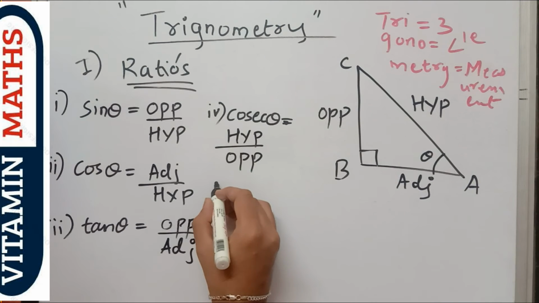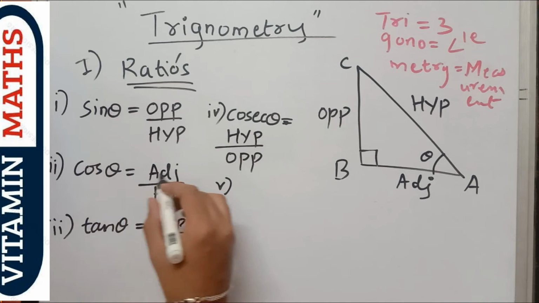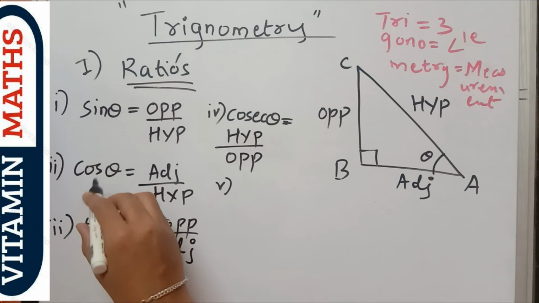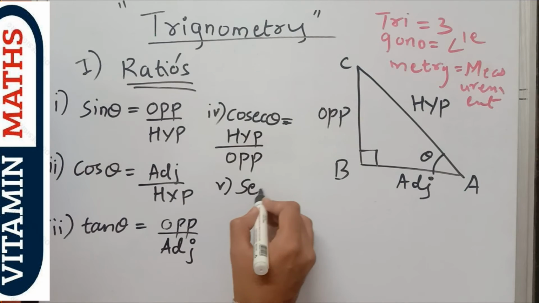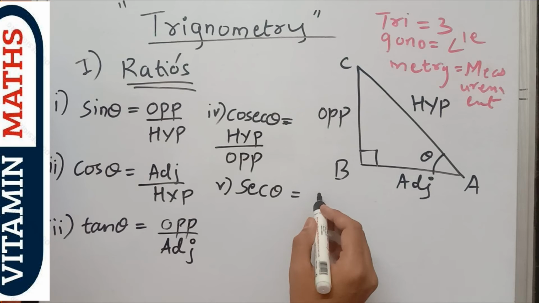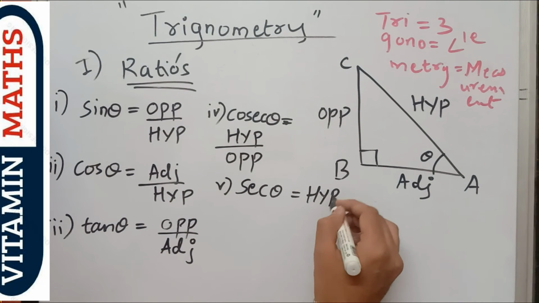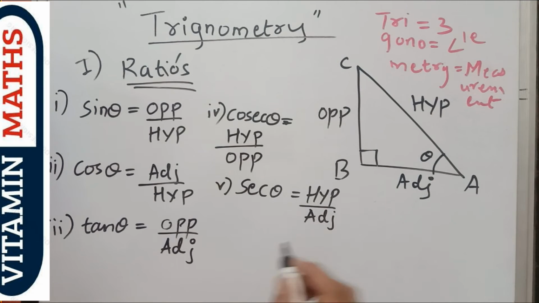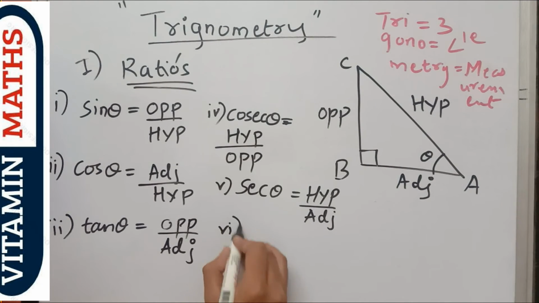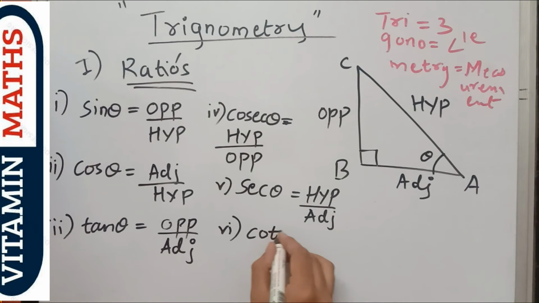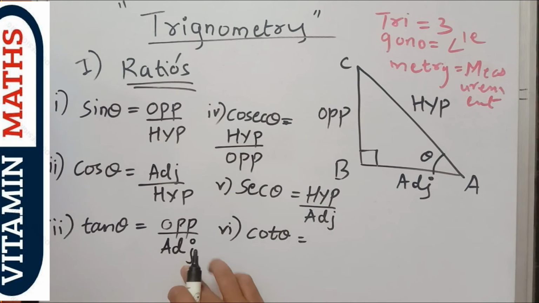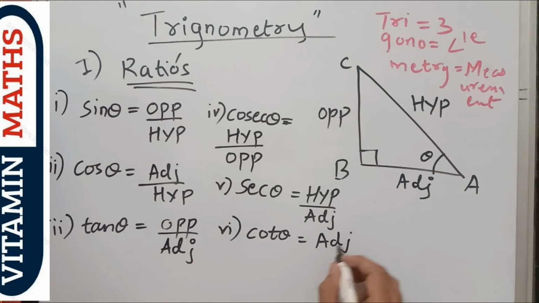Next one, the fifth one, the inverse of cos theta is sec theta. Sec theta is just the opposite of this one, that is hypotenuse upon adjacent. Finally, the last one is cot theta. Cot theta is nothing but the reciprocal of tan theta, that is adjacent upon opposite. So these are called the trigonometric ratios.